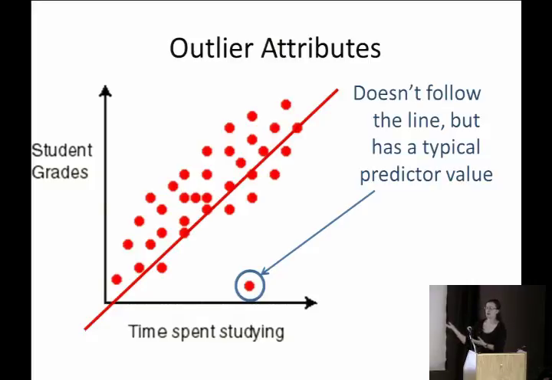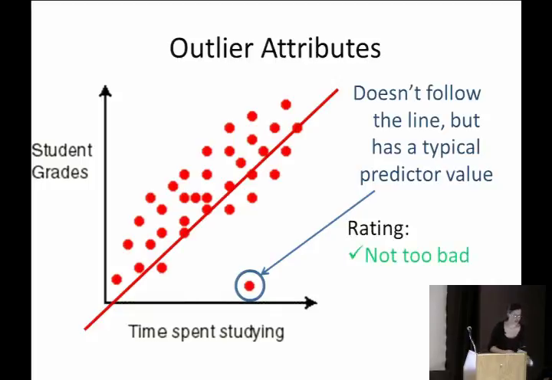So we usually determine influence in terms of how much it affects the slope. So here the slope is hardly affected. The only thing that happens is that we might say that we're going to underestimate the average grade of students who don't study at all based on this person. So this particular type of outlier is not terrible. It's not too bad in terms of actually creating a model.